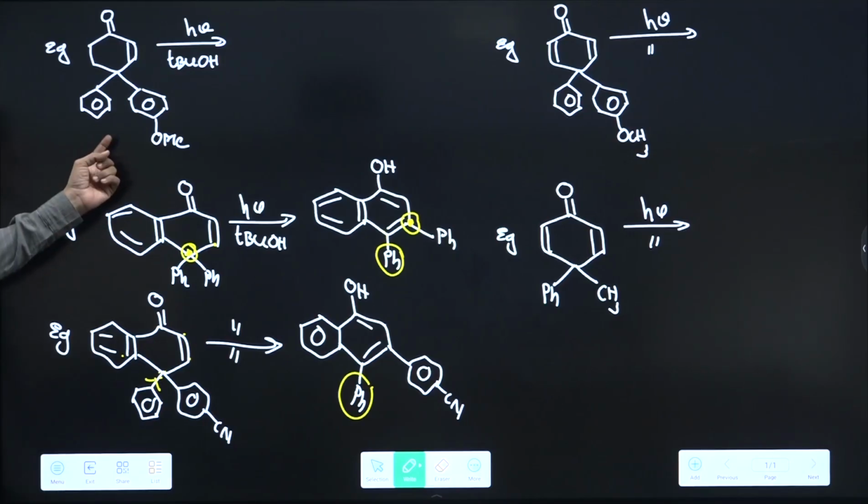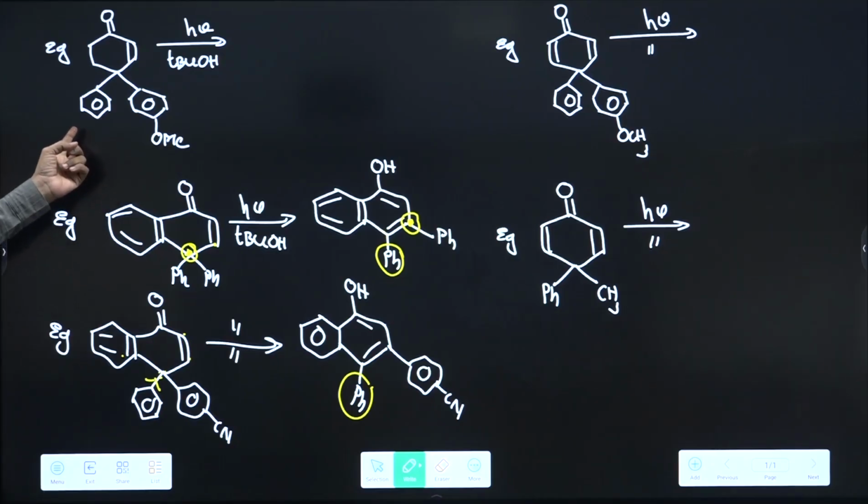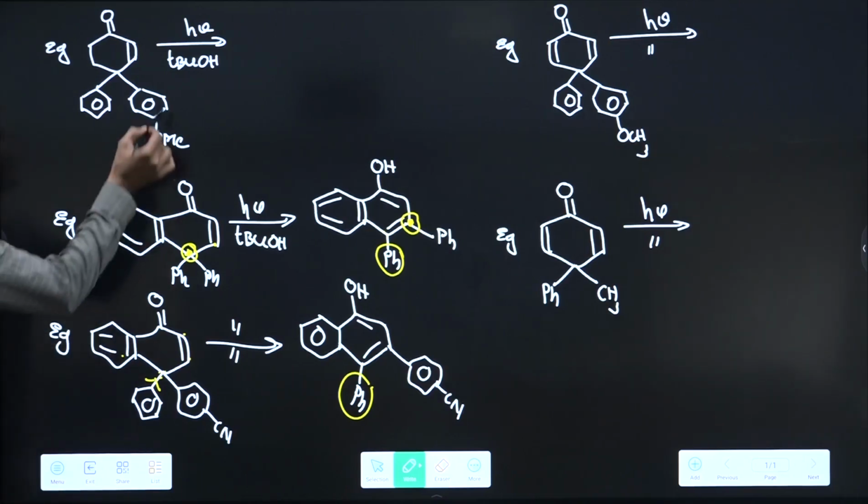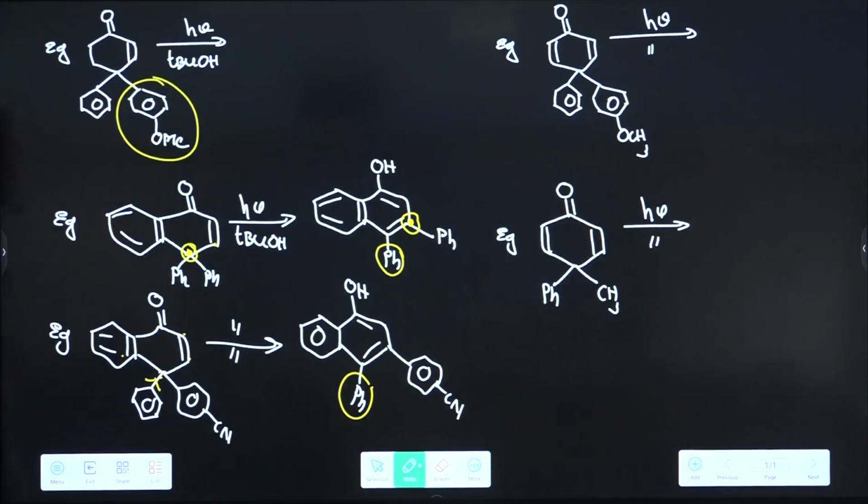So which is the migrating group here? Para-methoxy is the migrating group, so you need to write down the three-membered ring. Clear? This product is different, this product is different. It is a dienone, and it is a simple cyclohexenone.